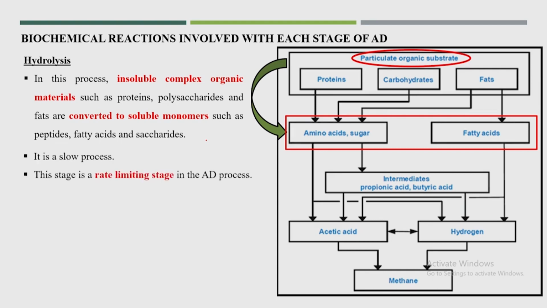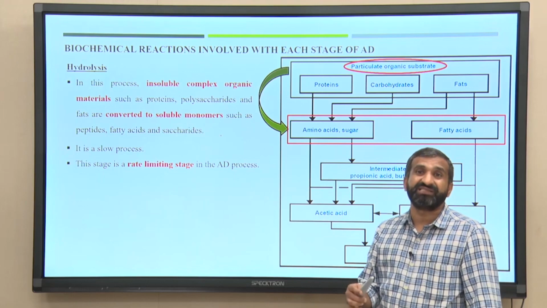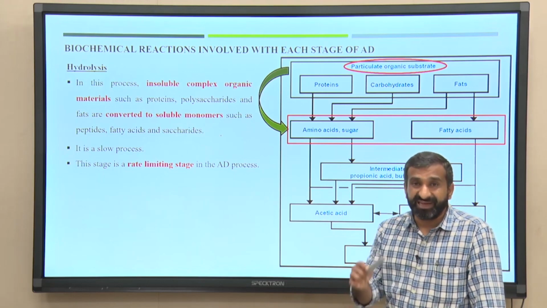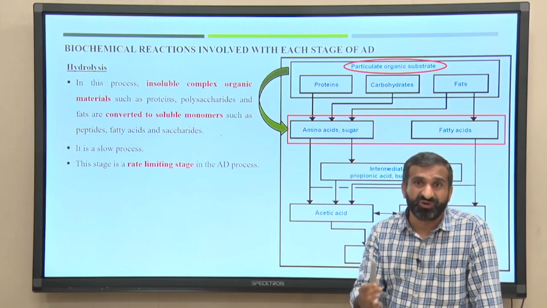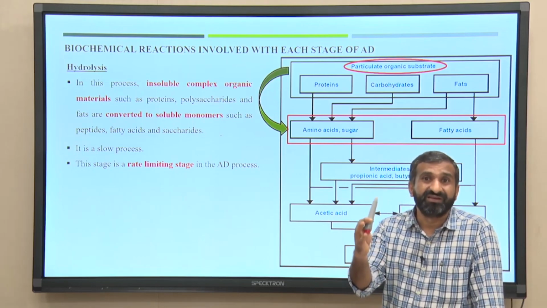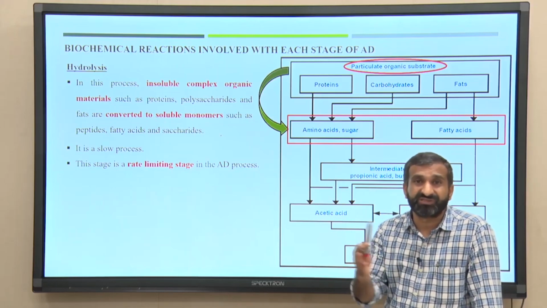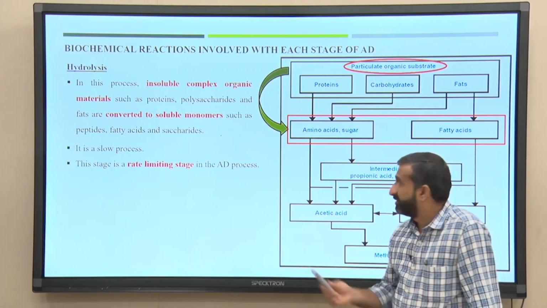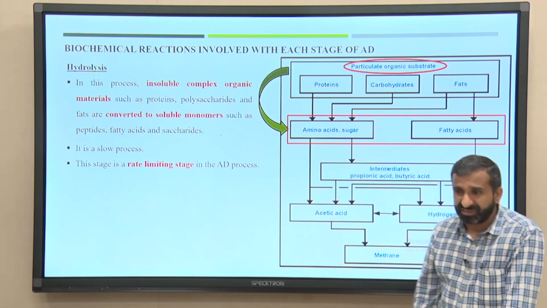It is a slow process. This stage is the rate limiting stage in the anaerobic digestion process. It is very important to know which stage is the rate limiting stage, because if you know it, we can work more on it, or find different solutions for it. So, hydrolysis is the rate limiting stage in the anaerobic digestion process.